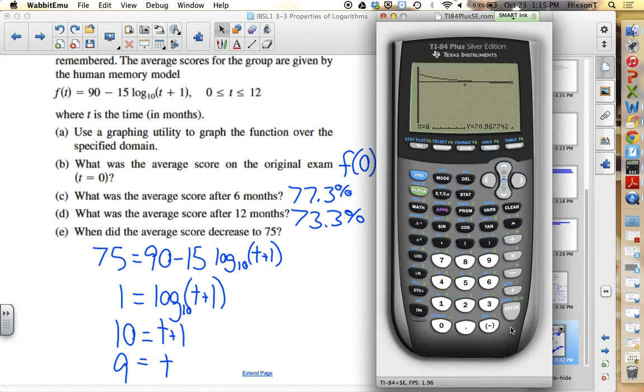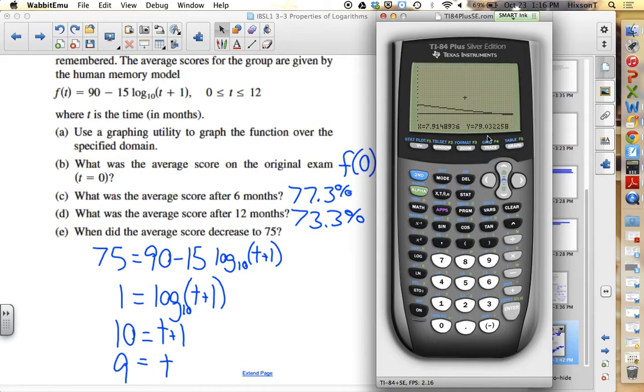If I do zoom box, you set it at the bottom left corner of where you want to be, and then hit enter. Then just go to the right and go up, and hit enter again, and it'll set your window to whatever you put in that box. Okay? You can also go to analyze, where there's zero, minimum, maximum, and intersection. And that's what we're going to do here.